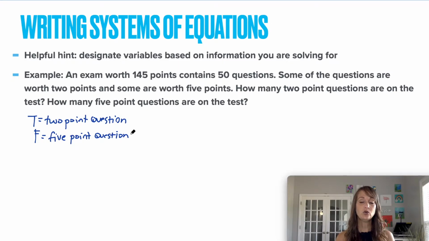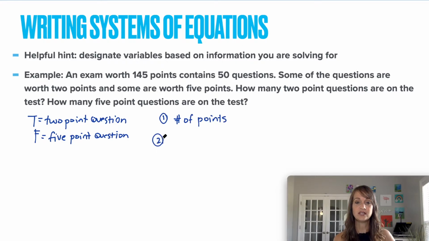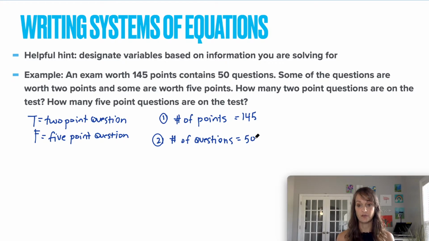So we will have two equations going on here. One equation is dealing with the number of points. The next equation is going to be dealing with the number of questions, because we know the number of points has got to total 145, and we know that the number of questions has got to total 50. So how do you write the equations in order to solve for both of these?